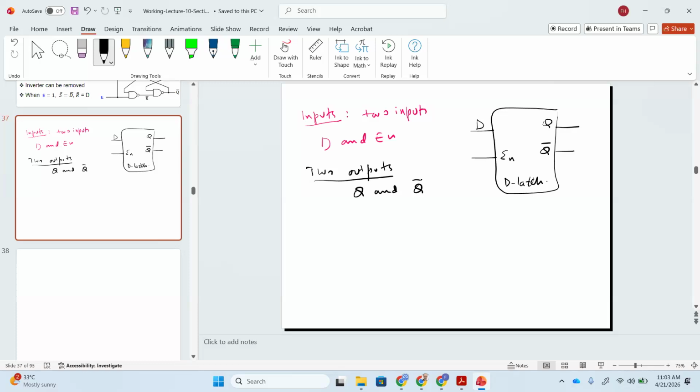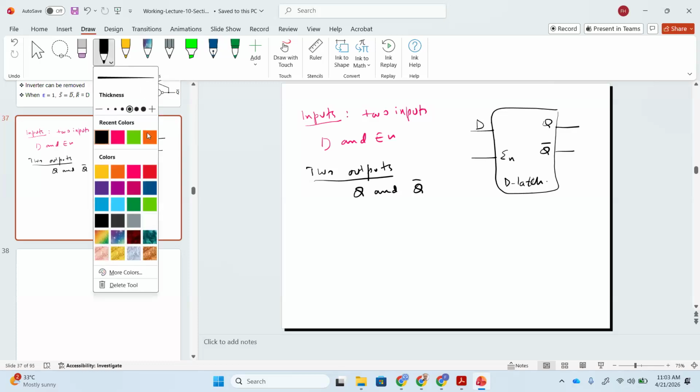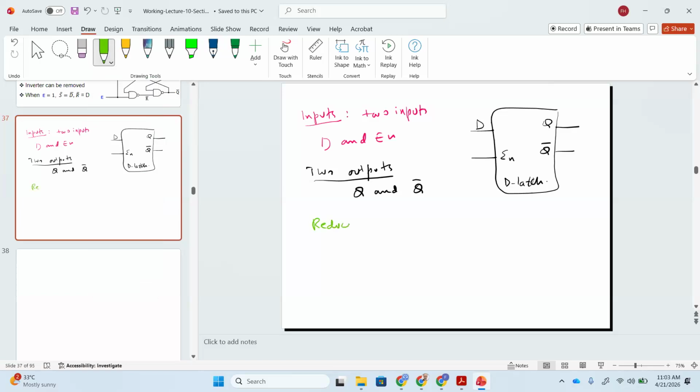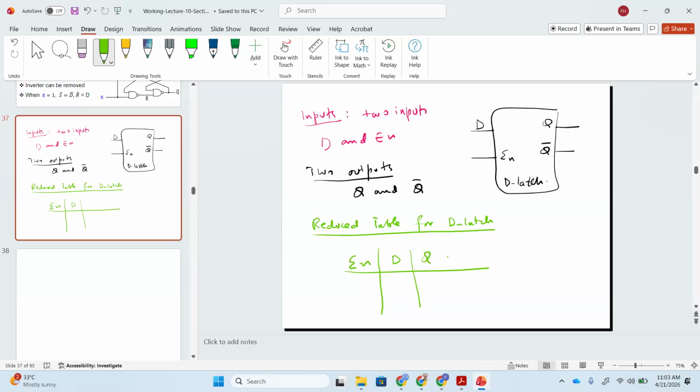So basically now we want to draw the reduced table for the D latch. If we have these 2 inputs, we have enable, and then we have the D input, and then we have Q, and then we have Q bar. Okay, there are two possibilities. So we can have the reduced table.